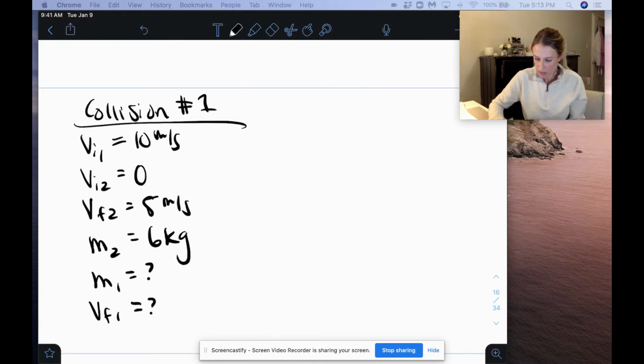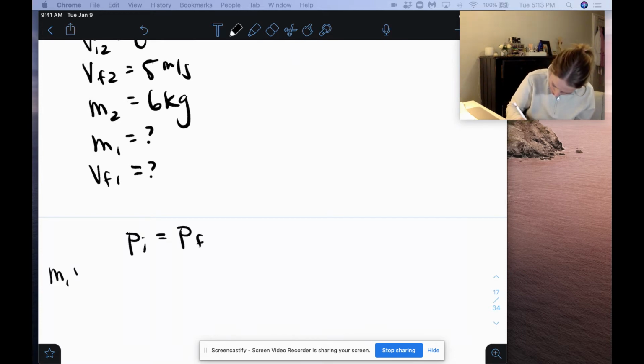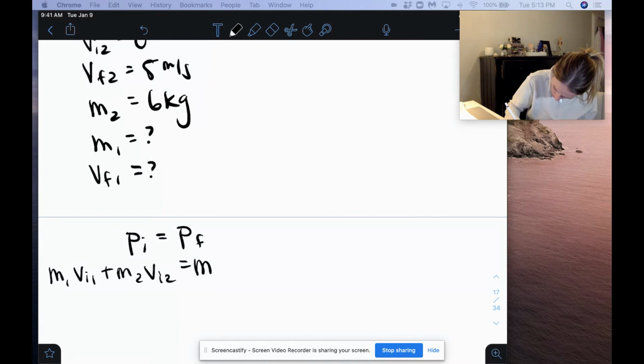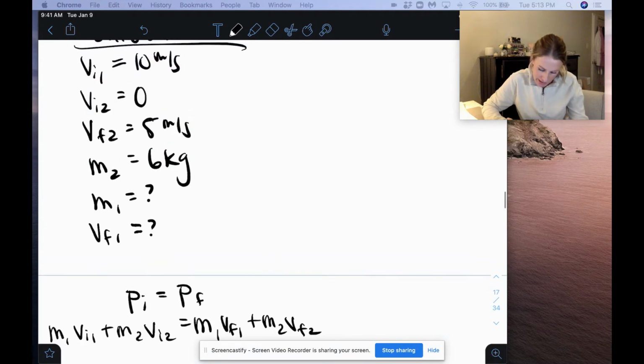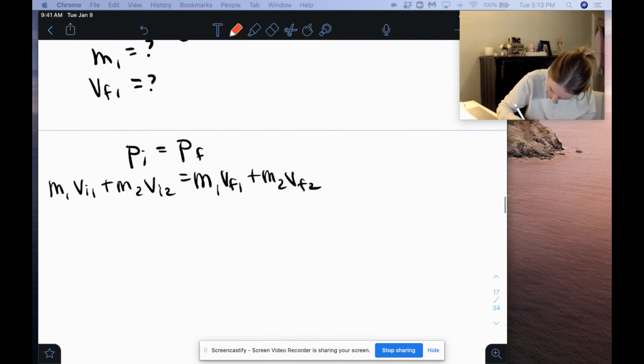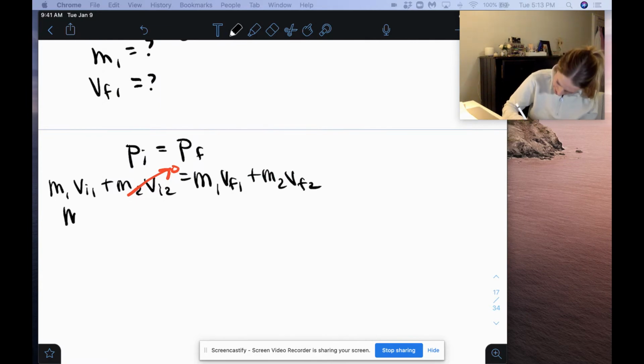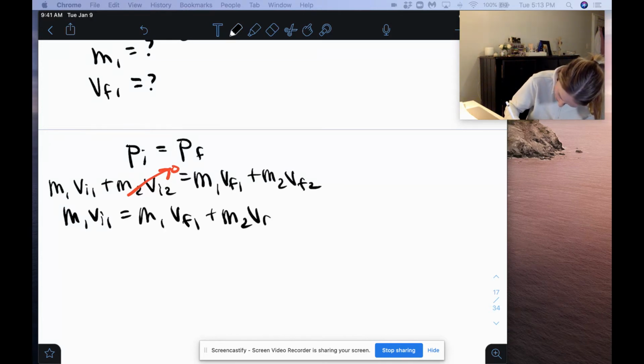So let's start with our conservation of momentum. So I know momentum initial equals momentum final. Here I get mass 1 v initial 1 plus mass 2 v initial 2 equals mass 1 v final 1 plus mass 2 v final 2. And then the only thing that is 0 here is v initial 2, so we can cancel that term out. So this whole thing is 0. And so this reduces down to mass 1 v initial 1 equals mass 1 v final 1 plus mass 2 v final 2.